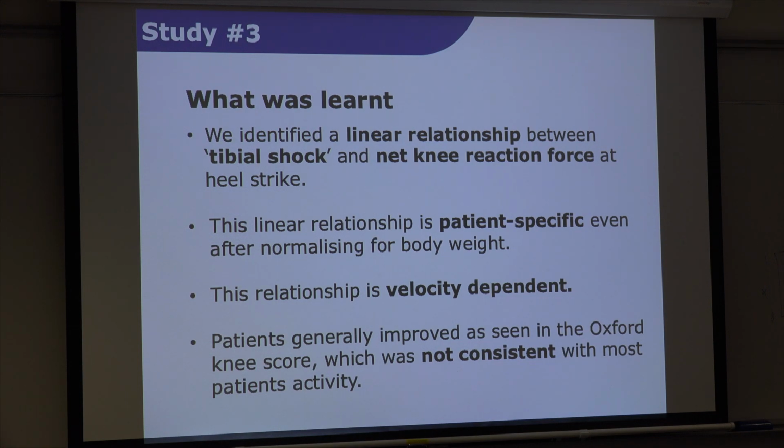What we learned from the study was that there was a linear relationship between tibial shock and net knee reaction force at heel strike, that the linear relationship is very subject specific, even though we normalized for body weight, and that this relationship is velocity dependent. And what's very important or interesting to note is that the Oxford knee score, which most people report as improving, is not actually consistent with what we found from the IMU activity levels.